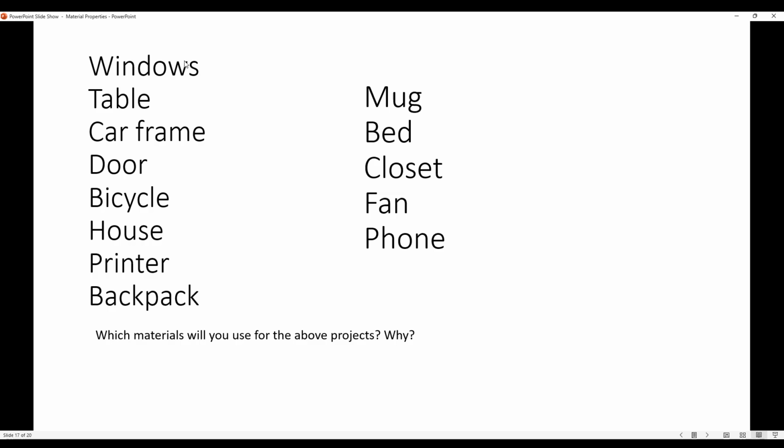I'm going to let you think about the rest of these items, and I want you to think what type of material you would use for these projects, and why you would choose that material.